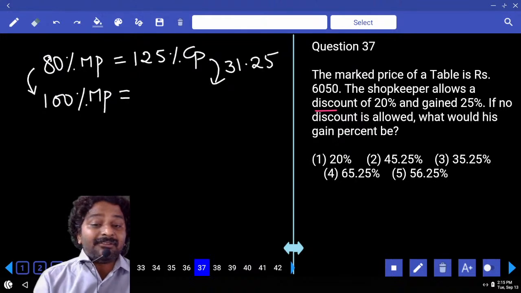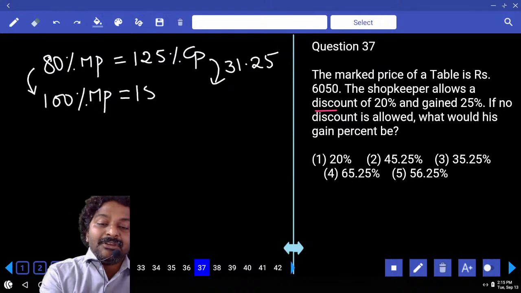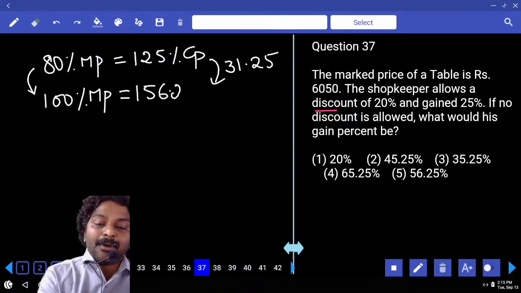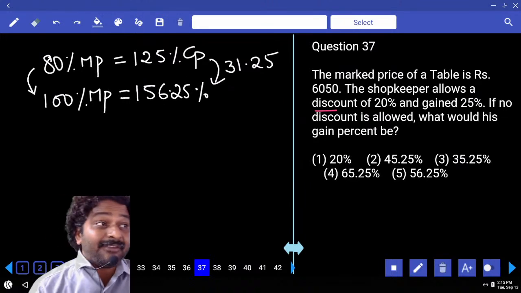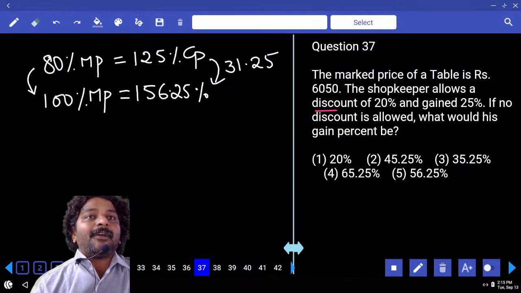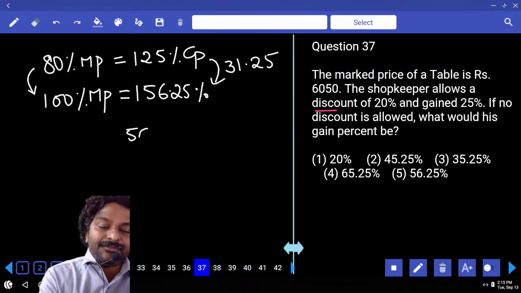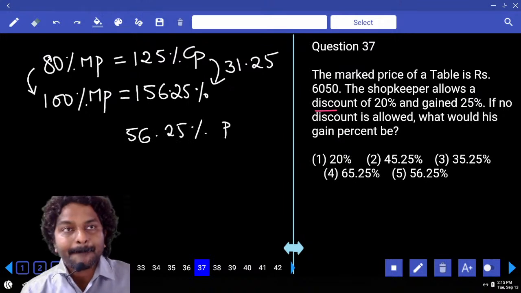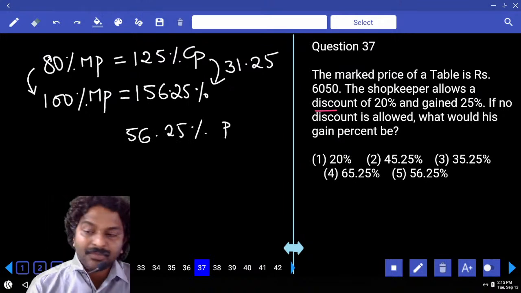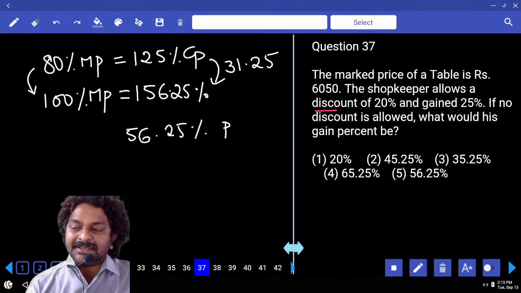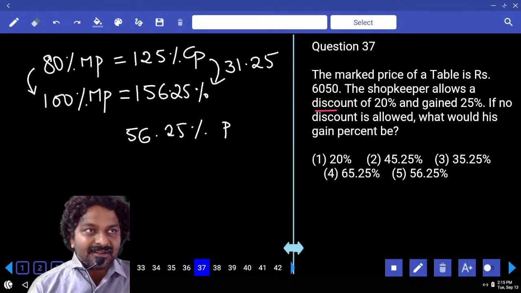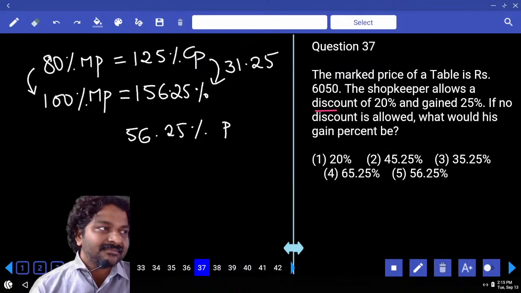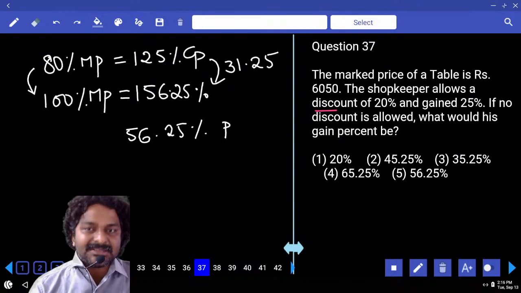31.25. If we add 31.25, it becomes 156.25% of the cost price. When you are selling it at 156.25%, how much profit will be made? 56.25% profit. We don't have to use the original market price 6050 because your question is based on percentage. If it is in terms of a number, yes, we need to use 6050.